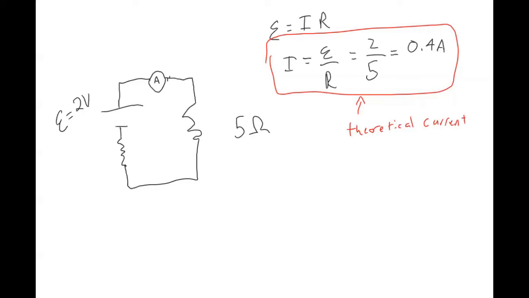But in real life, your current reads 0.35 amps. And so now you are seeing that the current that you measure is a little bit less than the current you expect. And so we're going to attribute it to this small internal resistance. And we can figure out what this internal resistance is now.